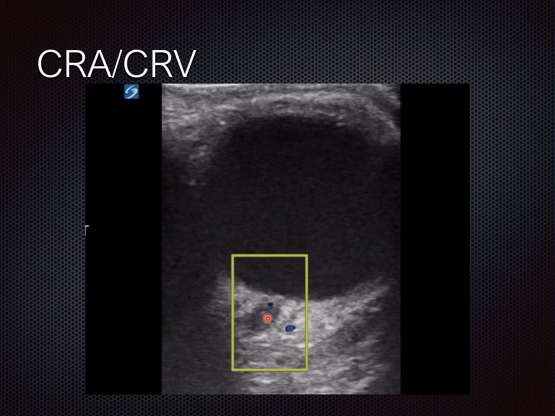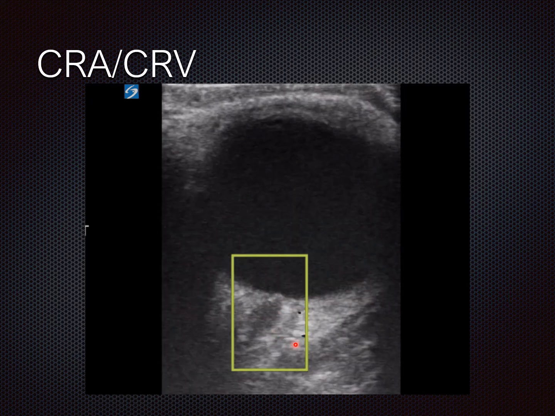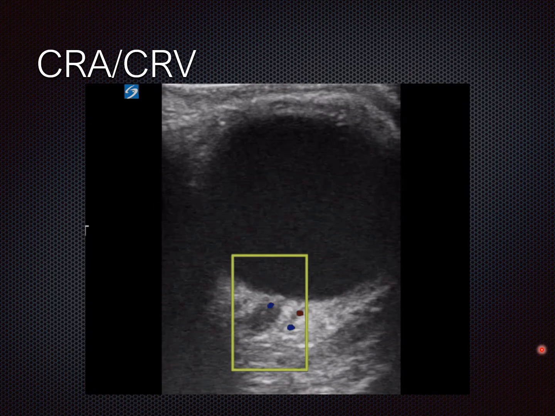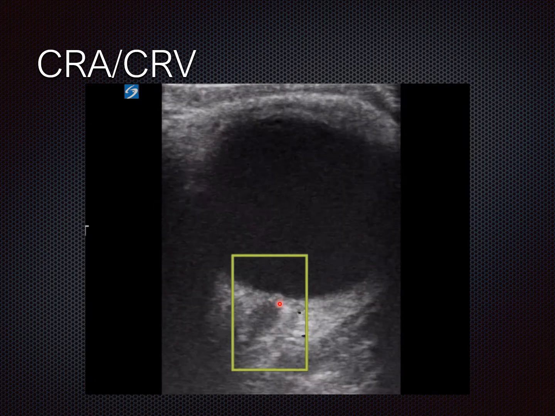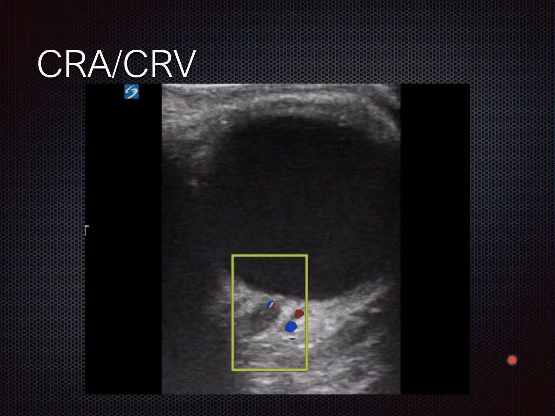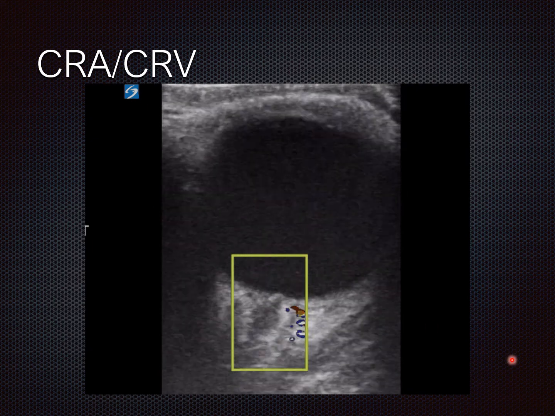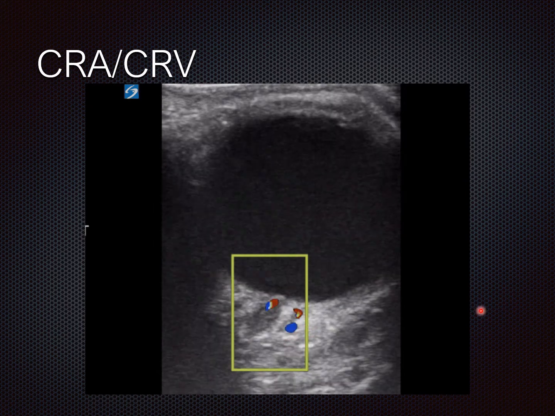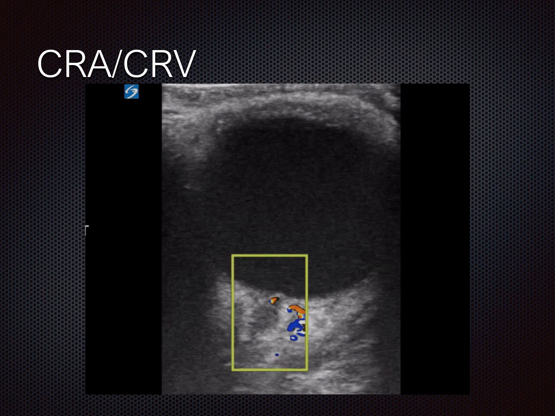behind the posterior chamber, right? So this is the optic nerve, and you can see blood vessels. Some of them pulsatile, like these two. Some of them with a constant, steady flow of blood. So the pulsatile one's obviously the artery, and the constant, steady flow is the vein.